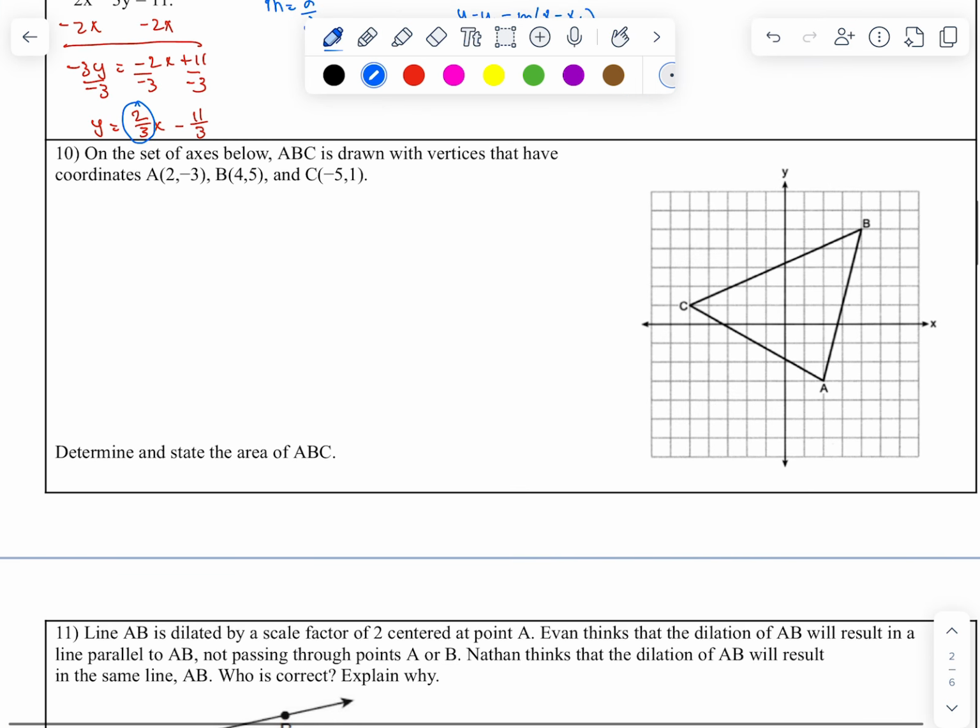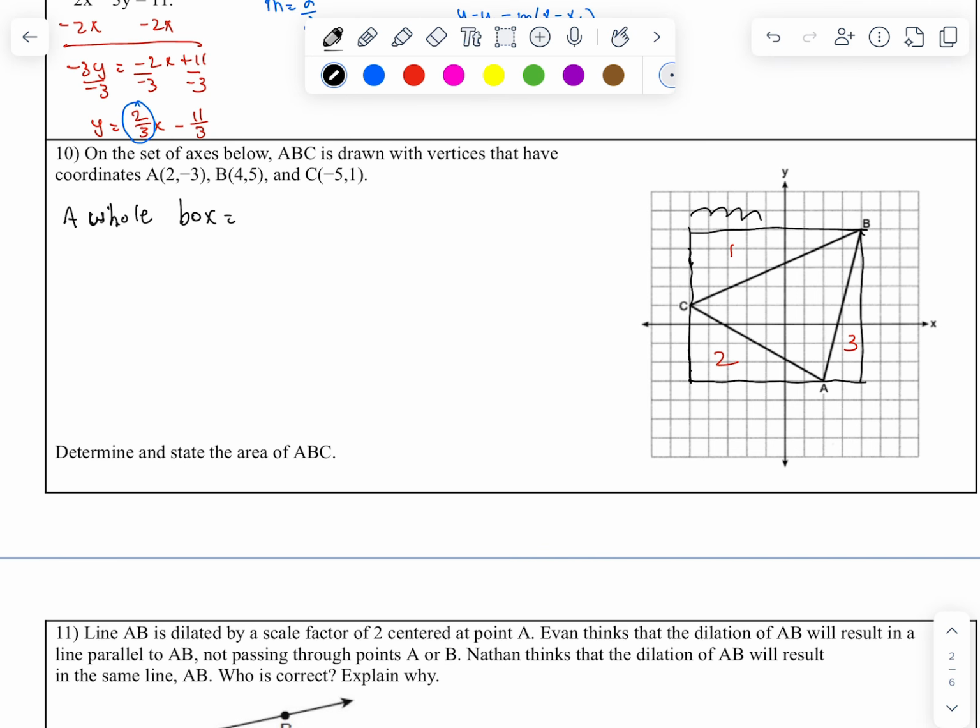Here, we need to find the area of triangle ABC. So what I'm going to do in order to find the area is first I'm going to box the triangle. And when you box it, just make sure that you pass through all of the vertex points. And notice how it creates 3 right triangles. Let me find the area of the whole box.